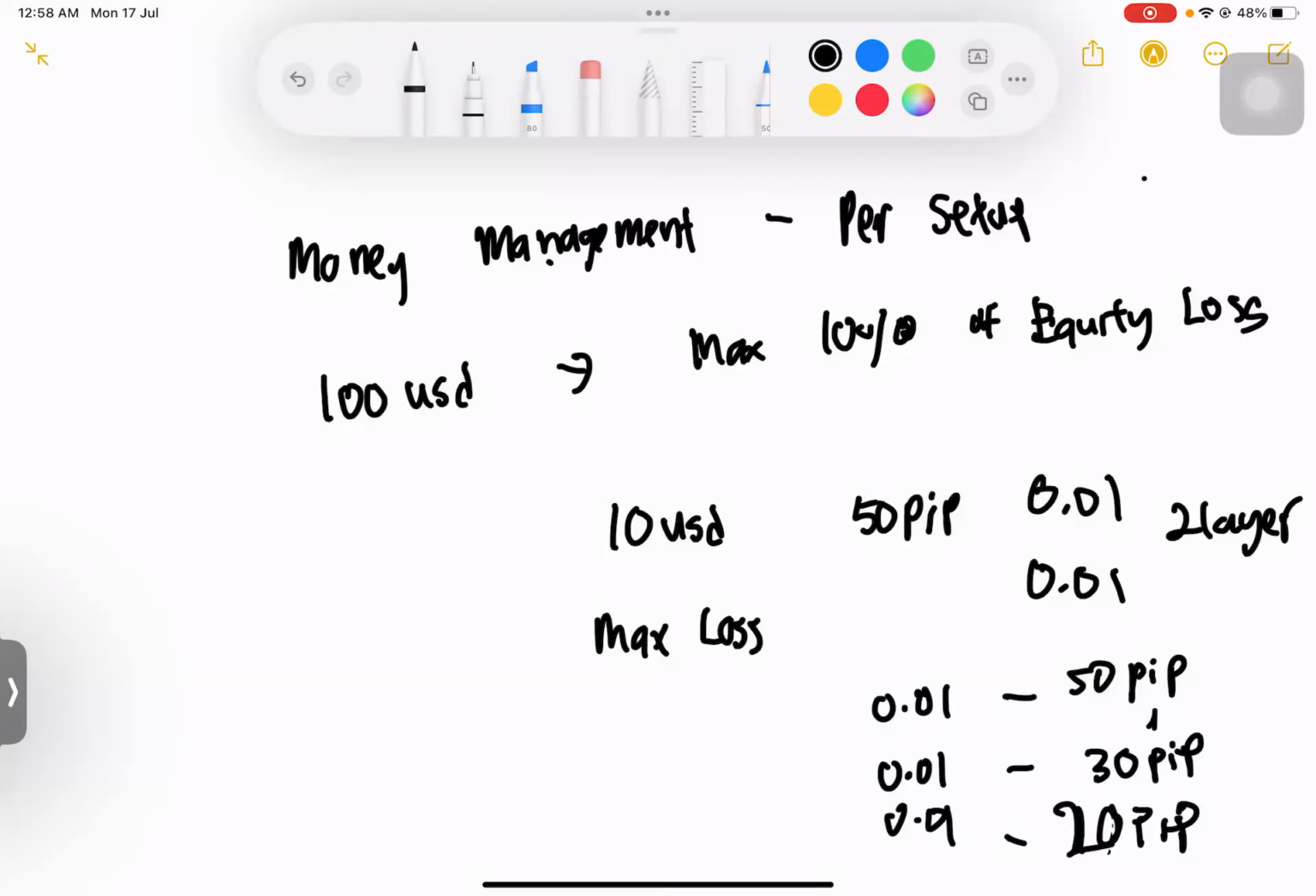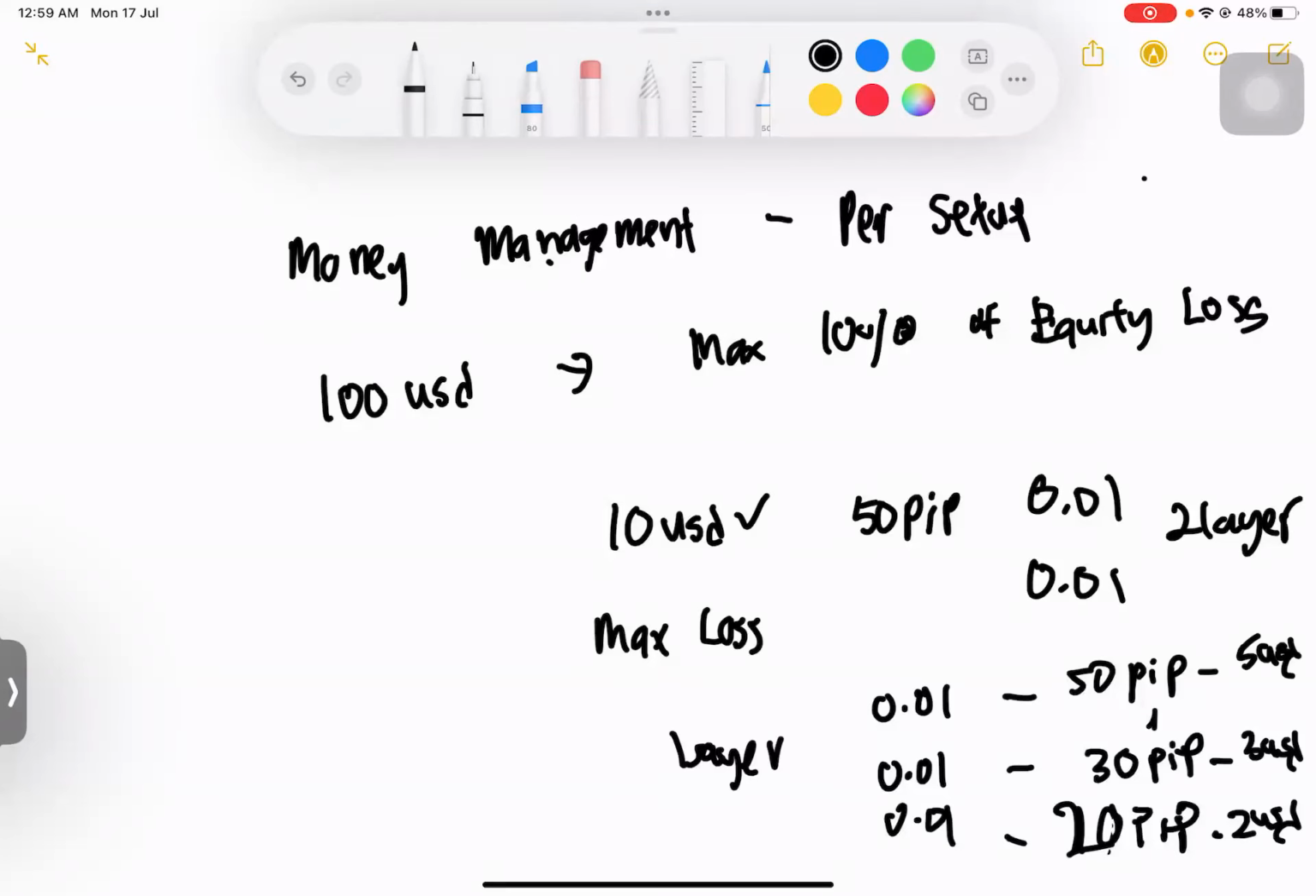Okay, I repeat again. You can also enter with layering, but you have to ensure your maximum loss is $10. You can try to enter when the price first touches the zone, where your risk is 50 pips. So this one, if you lose $5. This one, if you lose $3. And this one, if you lose $2. Okay, you can enter in layers.